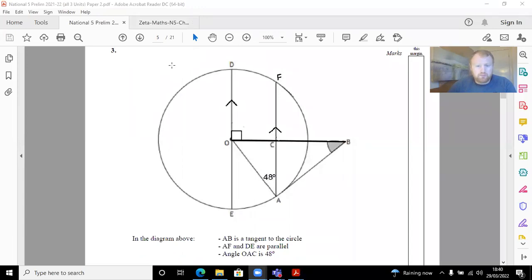Let's have a look. D to E is a diameter, so it's cutting right through the middle there. Okay, so that's an important line. F to A is a chord, so there's rules that we want to know about the chord. Now, importantly, these two wee arrows mean that those lines are parallel to each other. They're pointing in the same direction. That's what those wee arrows are telling us.